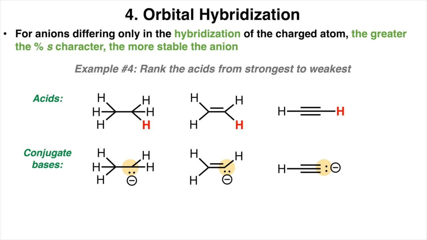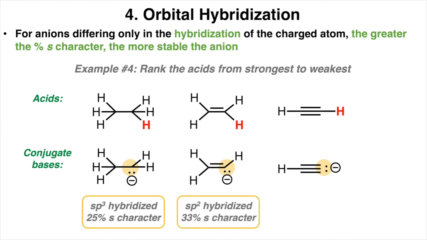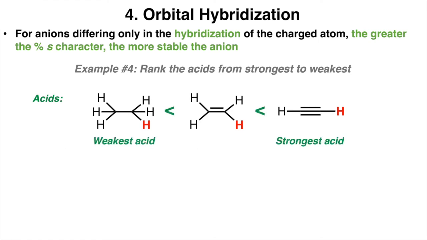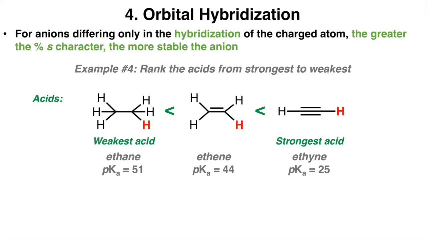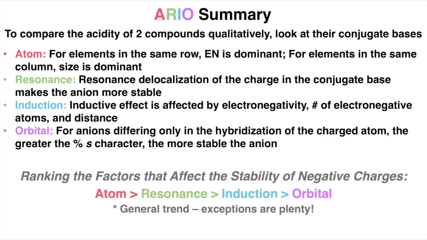The alkane on the left has sp3 hybridization, meaning it has 25% s character. The alkene in the middle is sp2 hybridized, meaning it has 33% s character. And the alkyne on the right is sp hybridized, meaning it has 50% s character. This means that the alkane is the weakest acid since its conjugate base was the least stable, and the alkyne is the strongest acid since it had the most stable anion, and the alkene lies in the middle.